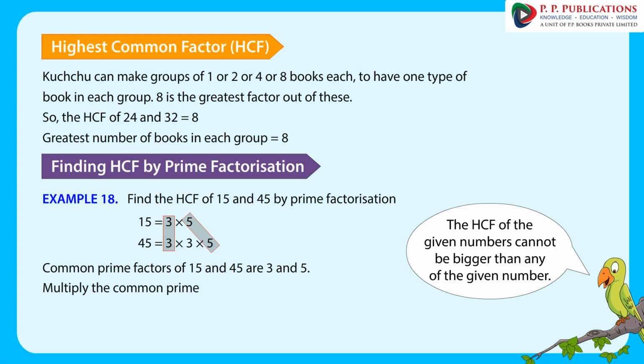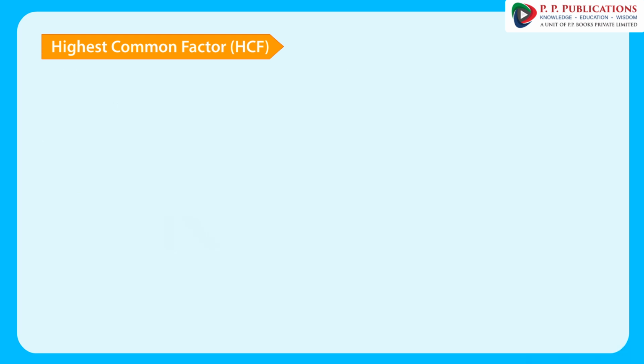Multiply the common prime factors to get the HCF. HCF equals 3 multiplied by 5 equals 15. Therefore, HCF of 15 and 45 is 15.